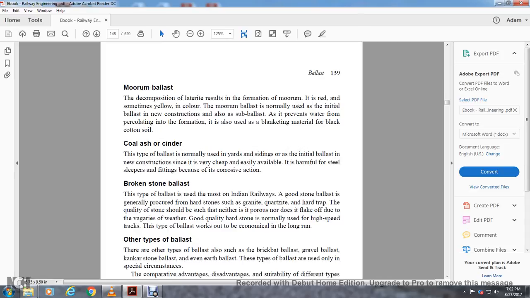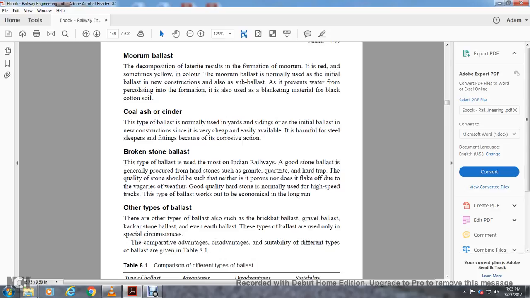Broken stone ballast. This type of ballast is used on most Indian railways. Good stone ballast is generally procured from hard stones such as granite, quartzite, and hard trap. The quality of the stone should be such that it is neither porous nor does it flake due to the vagaries of the weather. Good quality hard stone is normally used for high-speed tracks. This type of ballast works out to be economical in the long run.